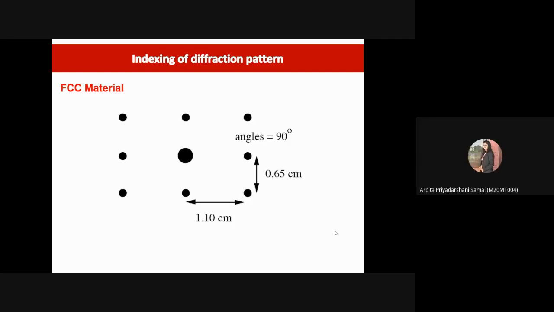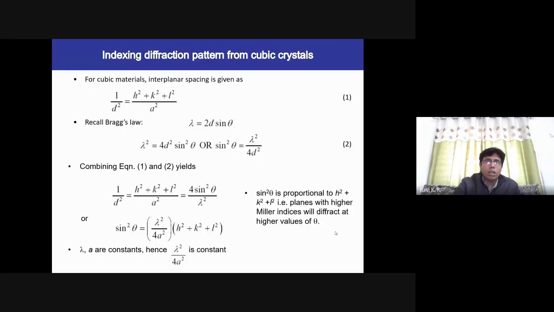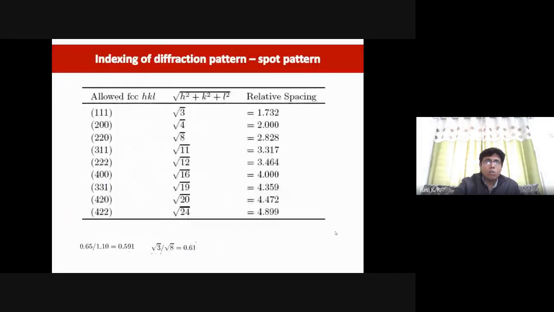So 3, 4, 8, 11. Yes. Okay. Now, so this is my allowed reflection: 111, 200, 220, 311. So that we need to calculate. Okay. Now what you do is for all the allowed reflections, you calculate the h square plus k square plus l square value. Okay. Now you calculate it for all the allowed reflections, you keep these values.